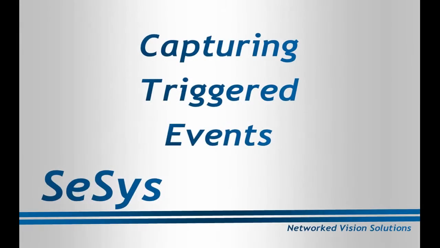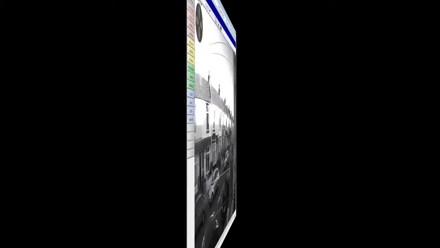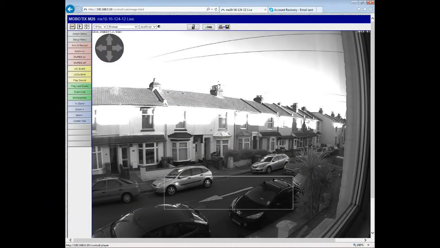Today we'll be looking at captured triggered events. That is, events that are triggered by motions within a box, as you can see here with the car passing through.